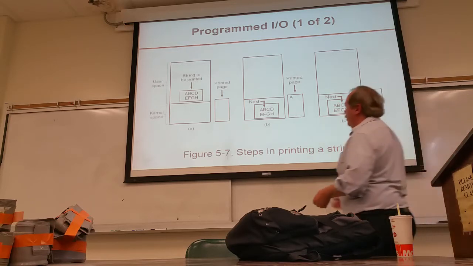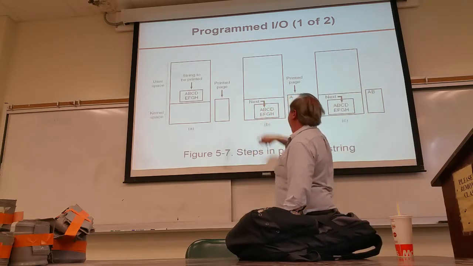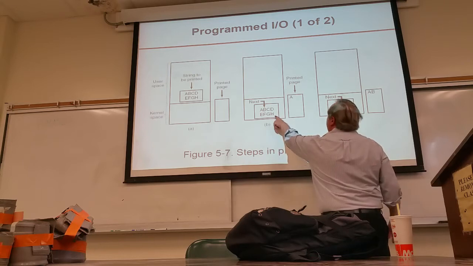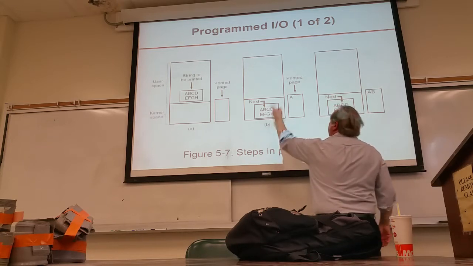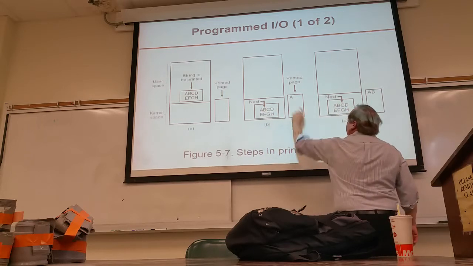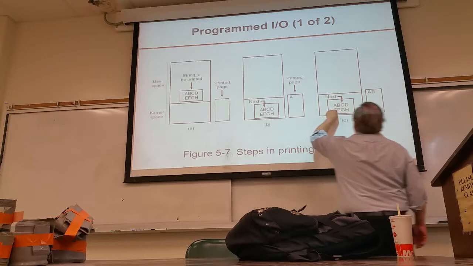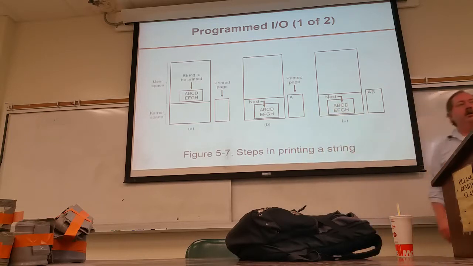So it needs to be in kernel space. So we need to copy the string from user space to kernel space. And then while we're in kernel mode, our process can then move 1 byte to that output device, go to the next byte, output device, and so on. All right? I was still overly simplifying.